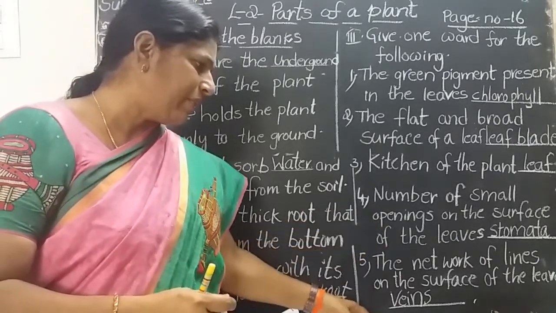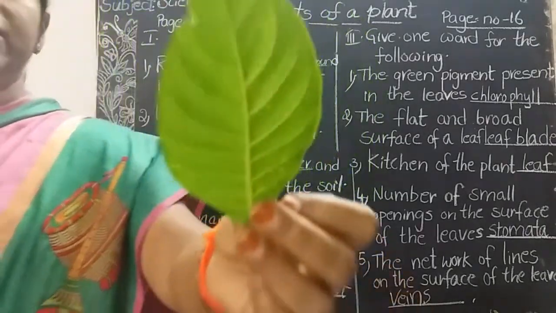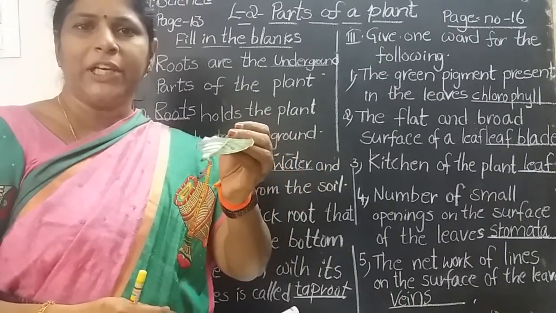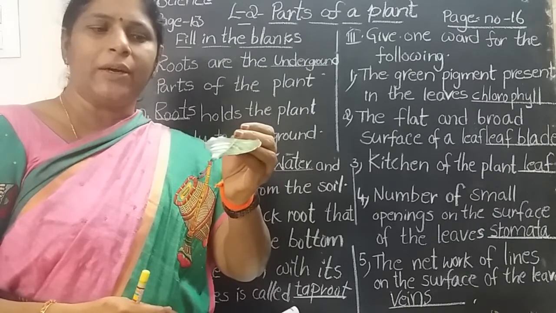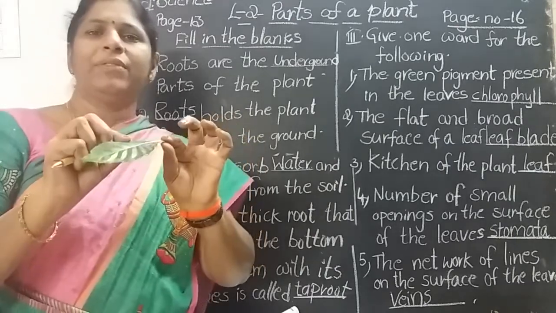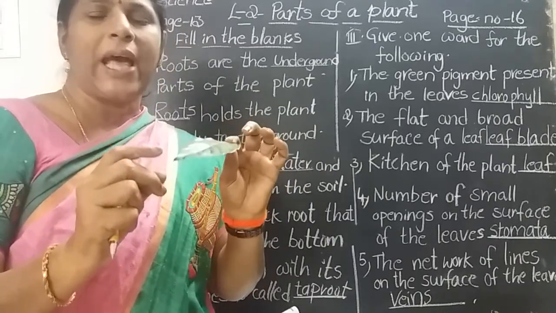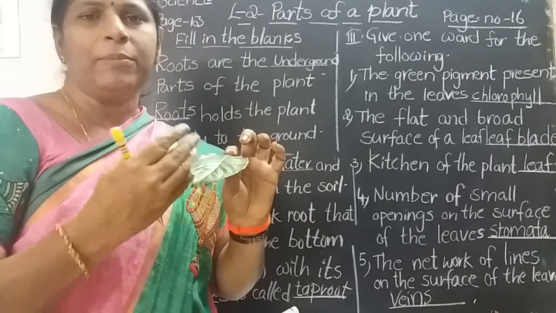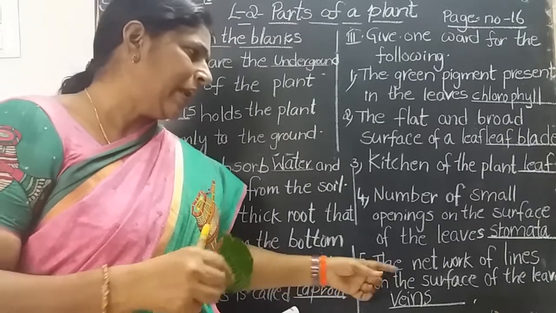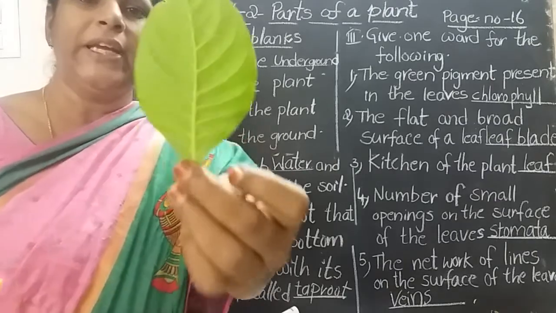Next, the network of lines on the surface of the leaves. Network of lines means veins. Veins give support to the leaf and also carry the food material from the leaf to other parts. From the stem, water goes to the petiole. Petiole means the stem of the leaf is called petiole. So the function of veins is to give support to the leaf and also carry food and water from the stem to the leaf, and from the leaf to the remaining parts of the plant. So the network of lines on the surface of the leaves is called veins. Is it clear?